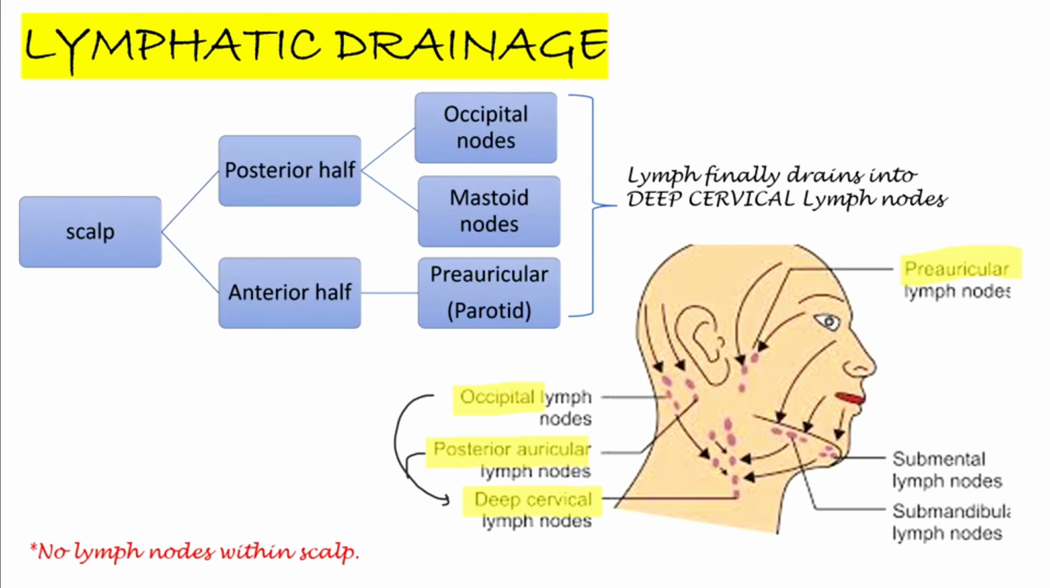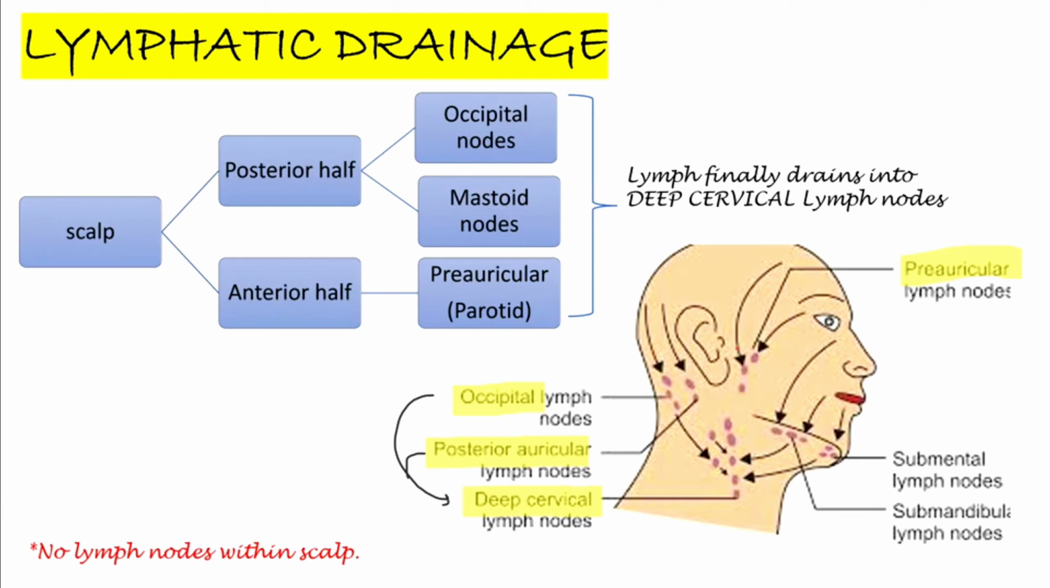Let's get into the lymphatic drainage of the scalp. The anterior half of the scalp is drained by preauricular or parotid nodes. The posterior half of the scalp drains into occipital and mastoid nodes. All these lymph nodes finally drain into deep cervical lymph nodes. There are no lymph nodes within the scalp.